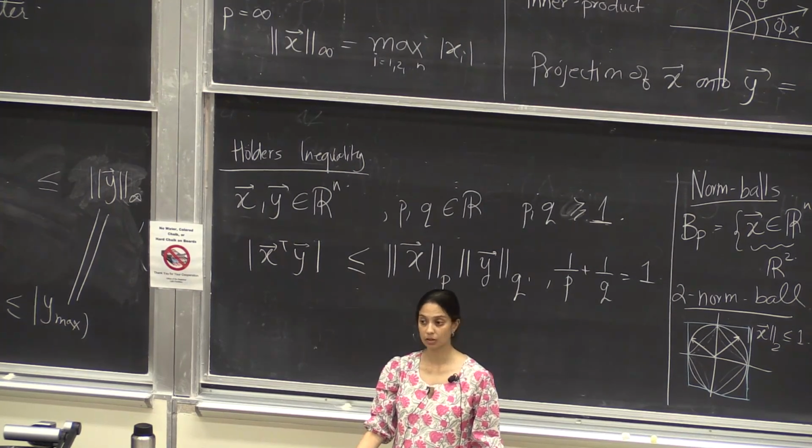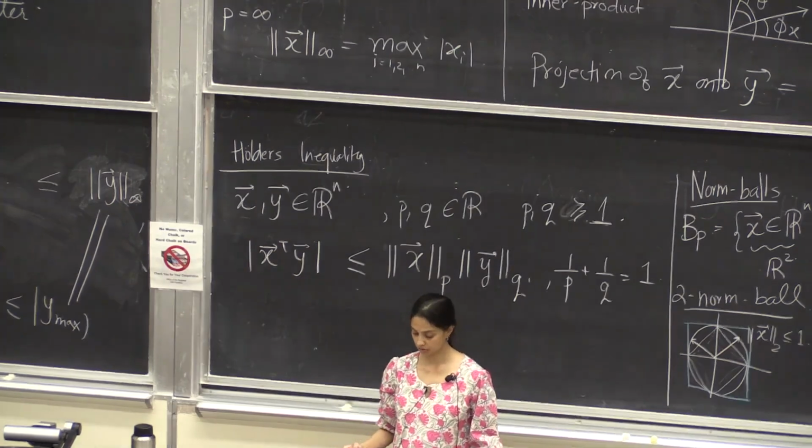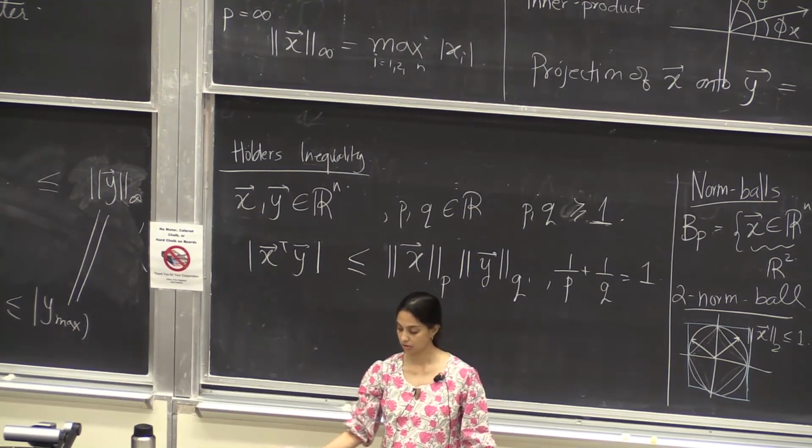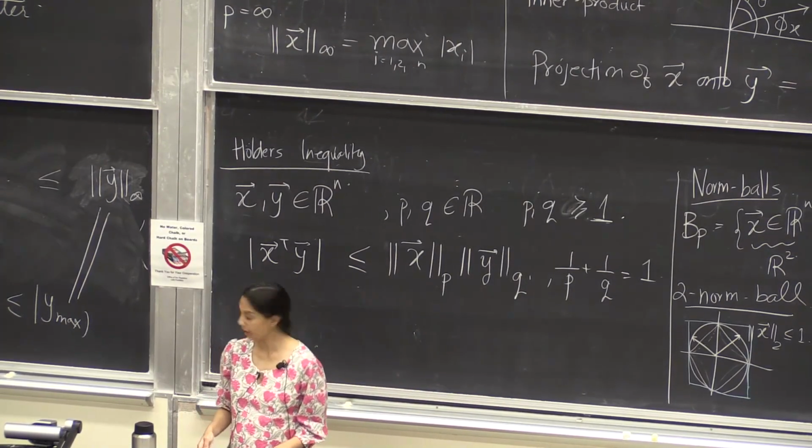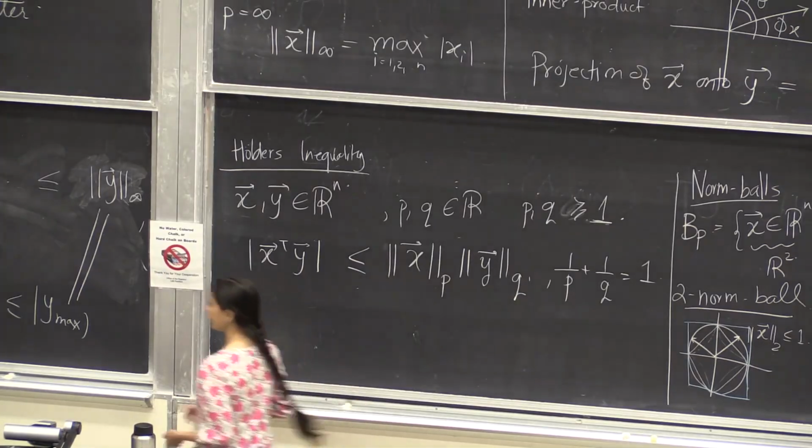Yes, question? I guess a follow up to that. If y max is unique, what about the solution? Then it's going to be unique, right? There's only one thing that you're going to pick. Okay? Good. So I want to do one last thing.